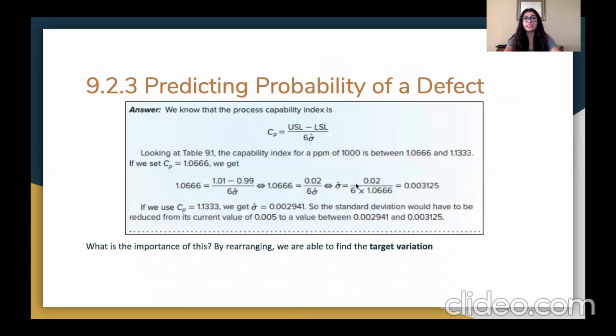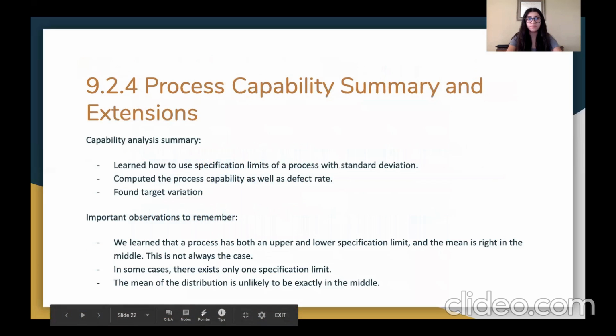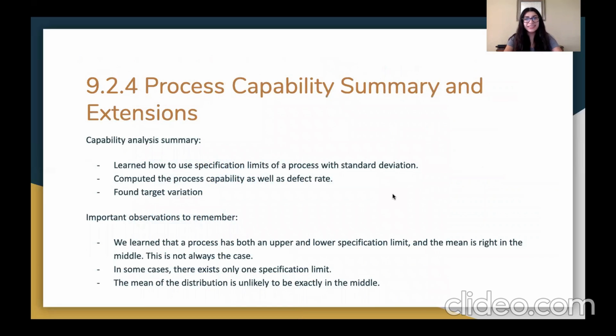After that, it's just simple algebra to figure out what the standard deviation would be. This is important because by rearranging, we are able to find the target variation of this. The last section is essentially a summary of the rest of the sections. So for the summary, we learned how to use specification limits of a process with standard deviation. We computed the process capability as well as the defect rate, and we found the target variation.